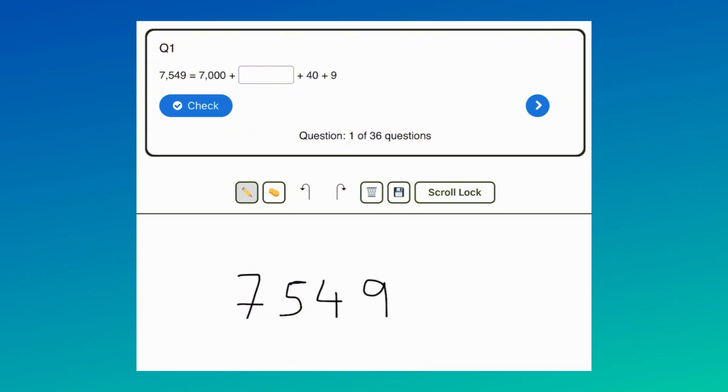Now looking at my place value, I've got my units, which are my 9s. I've got my 10s, which are my 4s, which stands for 40. My 5, which is my hundreds, that's 5 hundreds. And my thousands, which is 7. So the missing value is 5, which is 500.